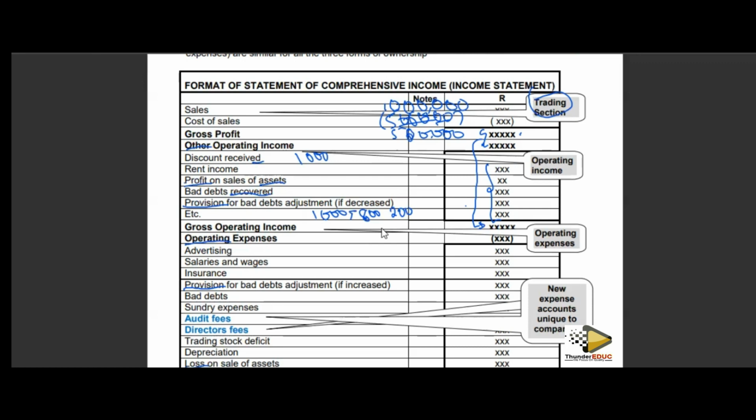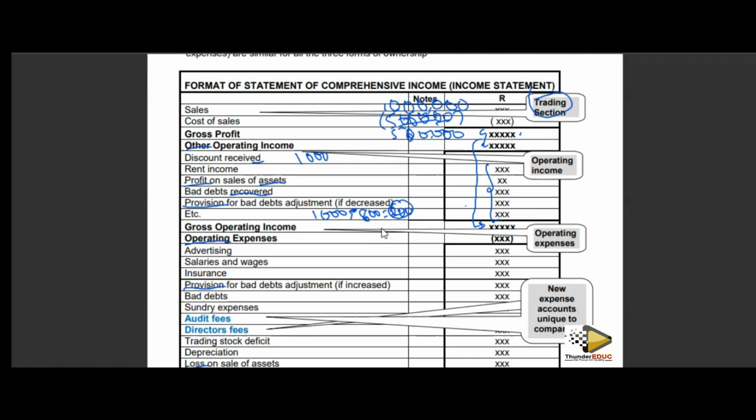If you subtract these two, the difference of 200, this difference means we have to do what? It's our income now. We no longer put that provision. It's our income, so we put it where? It will be our income now. That's why we put it here.